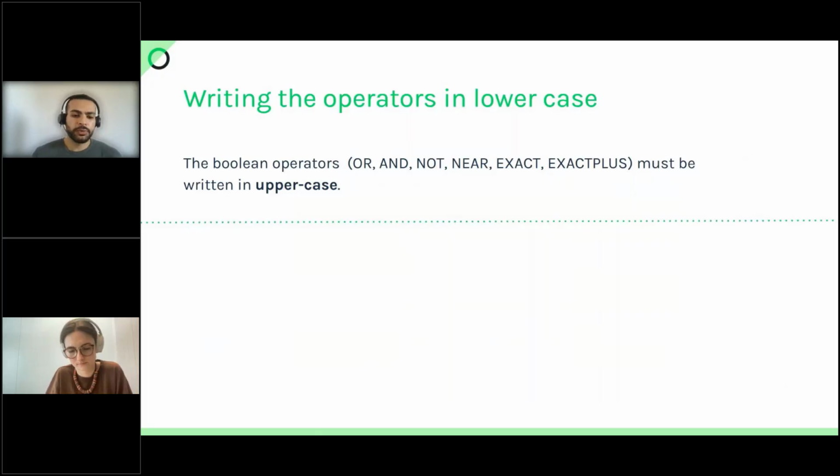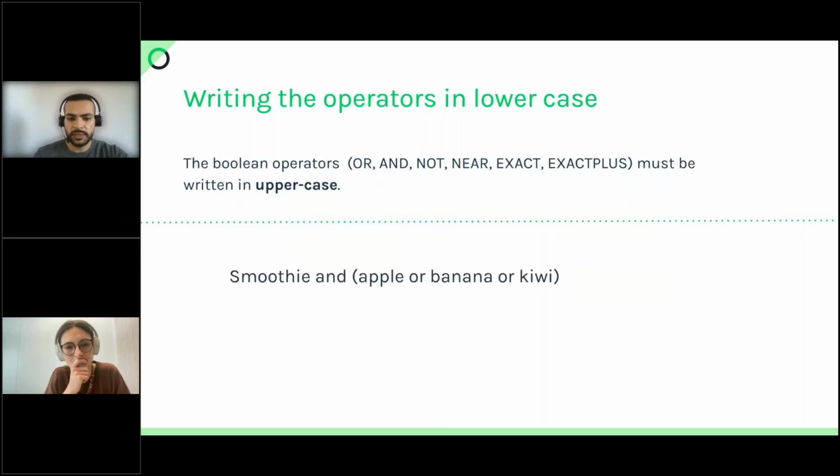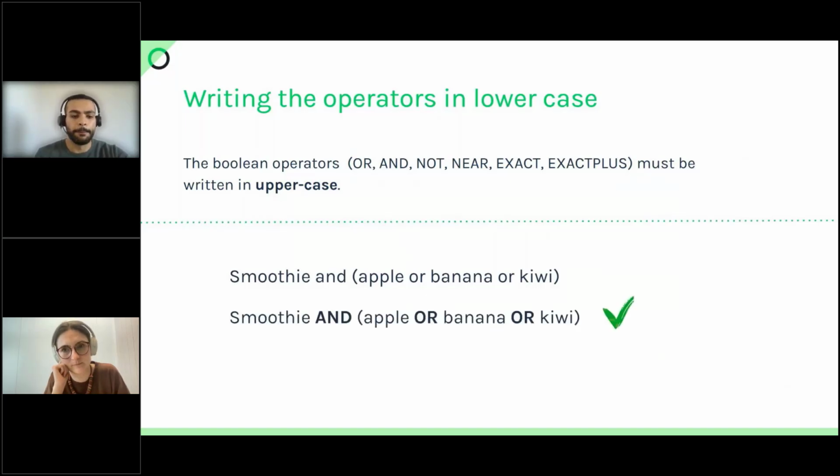Writing Boolean operators in lowercase letters is also one of the common errors. The tool is not case sensitive by default when it comes to keywords, but Boolean operators such as OR, AND, NOT, NEAR, EXACT, or EXACT PLUS must be written in uppercase letters. So here we have some examples. In this example, the system will not recognize the AND or the OR as Boolean operators, but as keywords. So the correct query would be written with Boolean operators in uppercase letters.